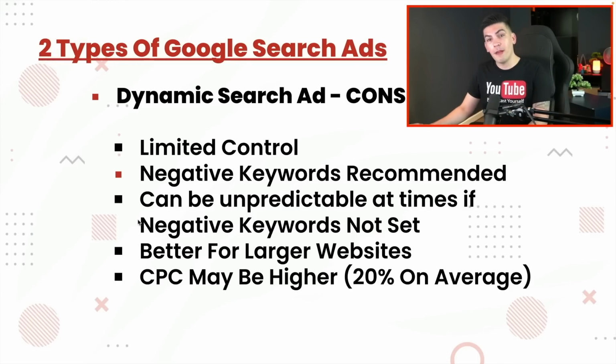Next we have better for larger websites. A lot of large corporations with large budgets who really want to learn how to maximize their budget usually run these type of ads. The main reason is because they tend to be a little bit more expensive than normal Google search ads. And below that, CPC may be higher, 20% on average. So the cost per click for these specific ad types may be more expensive. Not necessarily, but there is a small statistic saying they usually are.